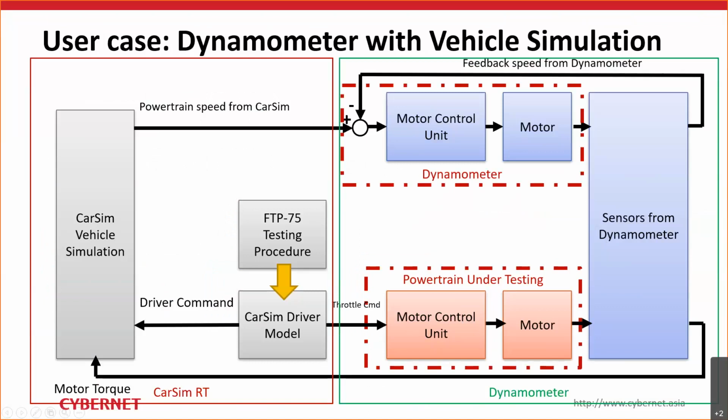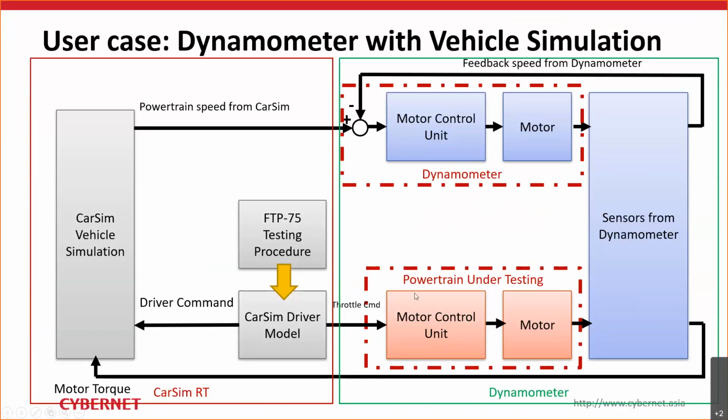Okay, next case, we built up a dynamometer testing environment with CarSim RT. On your left-hand side, CarSim RT is used to generate the testing schedule. We use FTP17.5 in this case. CarSim's driver model will send the driver command out to the under testing powertrain system.